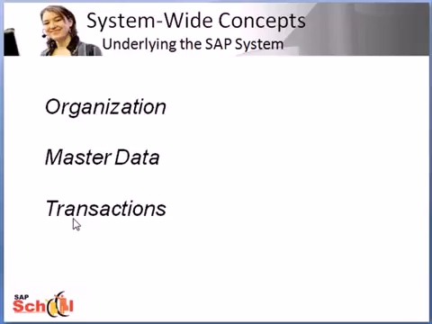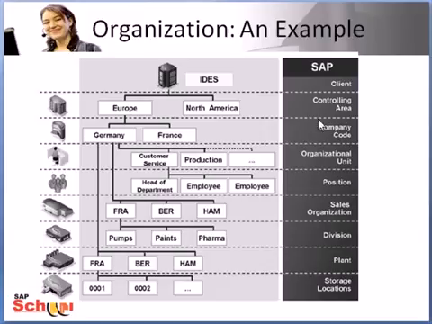Transactions are application programs that execute business processes in the SAP system. Examples include creating a sales order that we saw previously, changing a customer master, or displaying a sales order list report, for example. So here is an example of how the SAP's organizational elements are set up to map on to a real company. At the top of the hierarchy, you have the client.